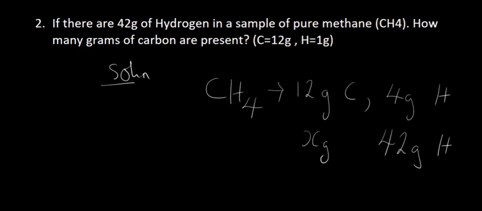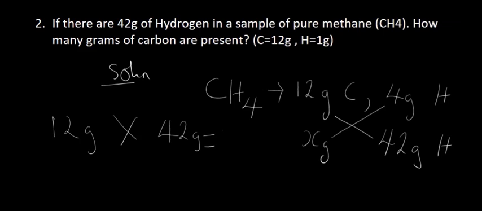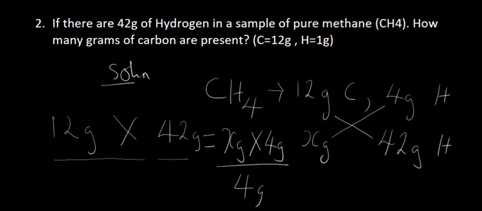Just like the other one, 12 grams gives you 4 grams of hydrogen. X gram of carbon will give you, what do? You cross multiply. Are you following? You have to follow. So you now have 12 grams of carbon multiplying 42 grams of hydrogen, which is equal to X grams multiplying 4 grams. You are looking for X. So you divide both sides by what? 4 grams. Divide both sides by 4 grams.